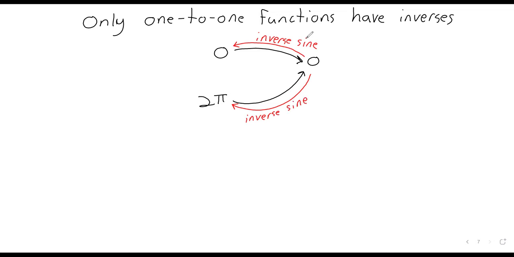But if this inverse sine exists, it should also send 0 to 2 pi. Well, which is it? It has to be one or the other. A function isn't allowed to send 0 to multiple numbers. So we're in an impossible situation. An inverse can't exist.